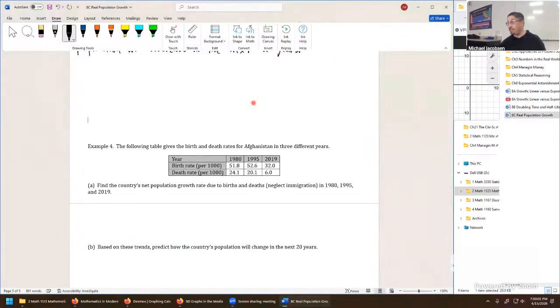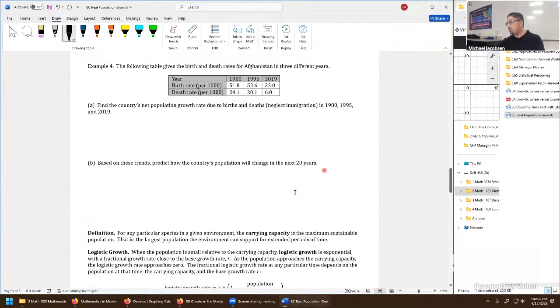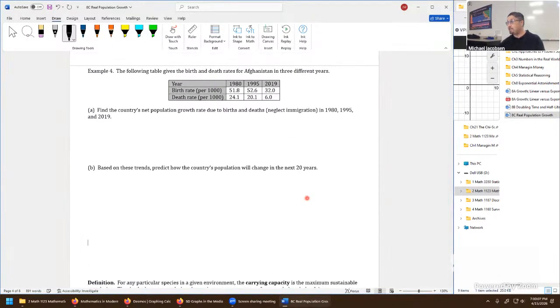Here we're switching up the country. We're going from the USA to Afghanistan. So completely different side of the planet. We're looking into the same base years, 1980, 1995, 2019. And we're going to do the same computations, make the same assumptions. We're assuming immigration is not a factor whatsoever to any of these net growth rates we're looking into. We're going to base our information just purely on that table.